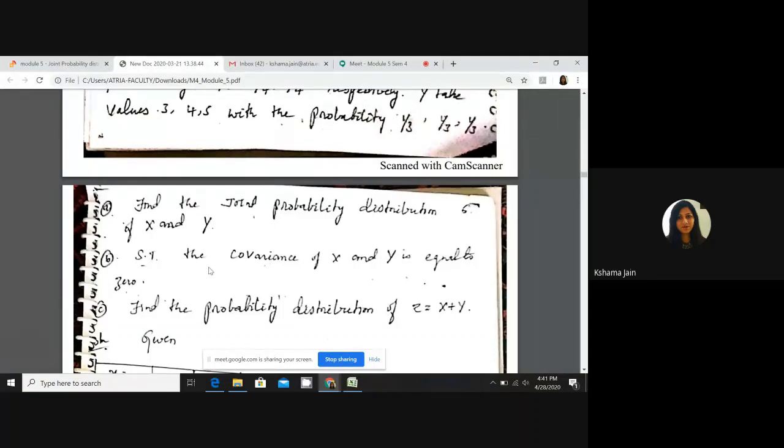Obviously it is, because in the question it is only mentioned that it is independent. But you can't just write that obviously this is independent, so its covariance is 0. No. By applying the formula, we will show it is 0. And if it is 0, then definitely the variables are independent. The formula is that only. For covariance, you will use the formula.